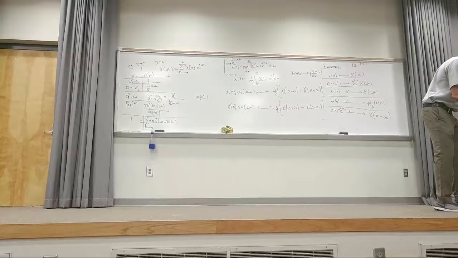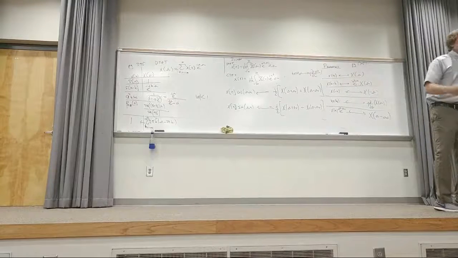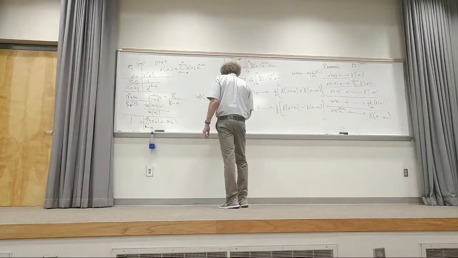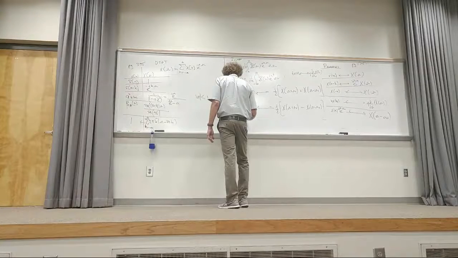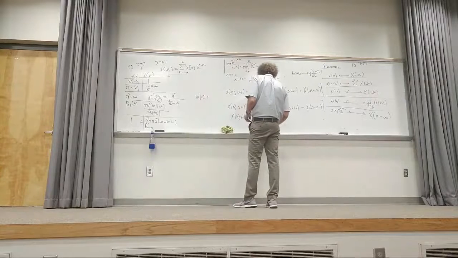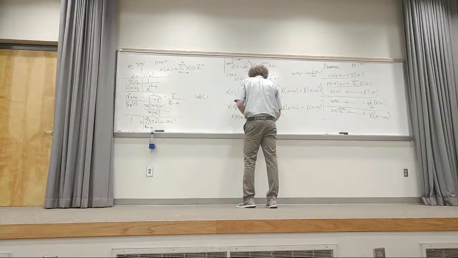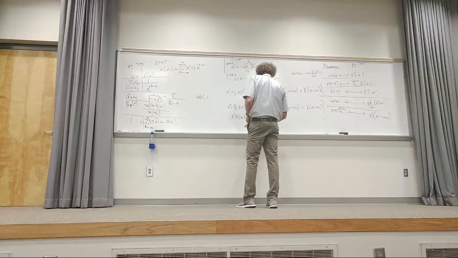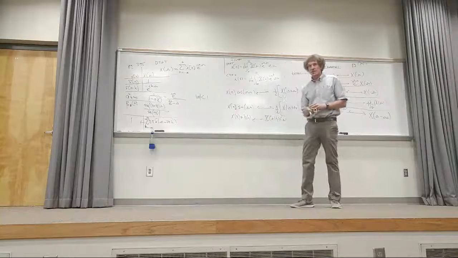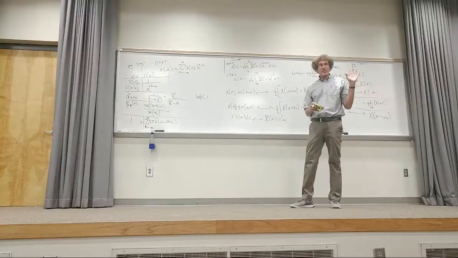Now, convolution in time, same thing as before. If you have x of n convolved with h of n, convolution in time, or in discrete time, is just going to be X of capital omega times H of capital omega. Multiplication in frequency. Got it? Yes. Okay. Everybody?